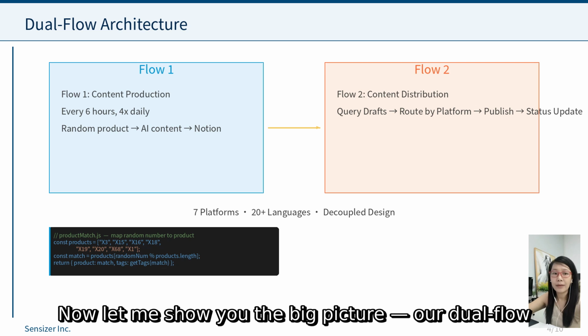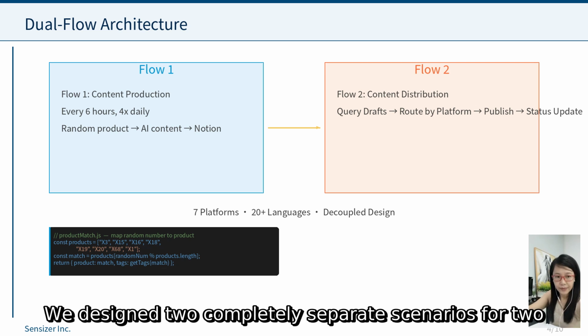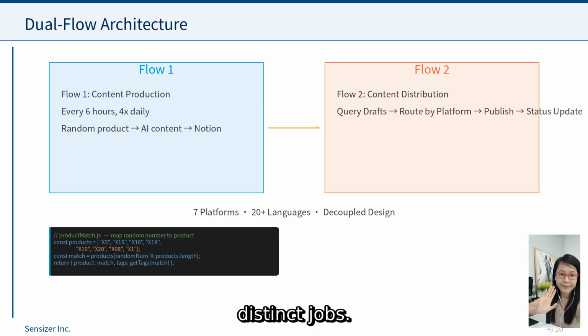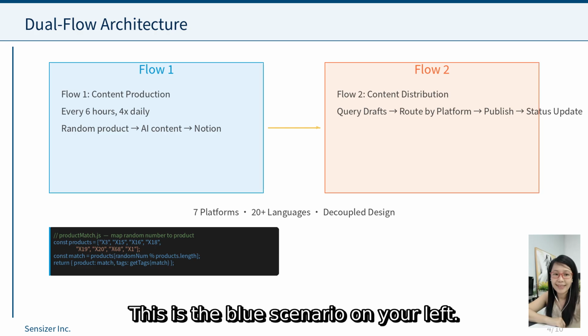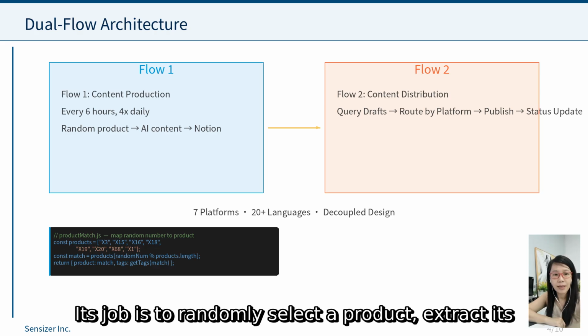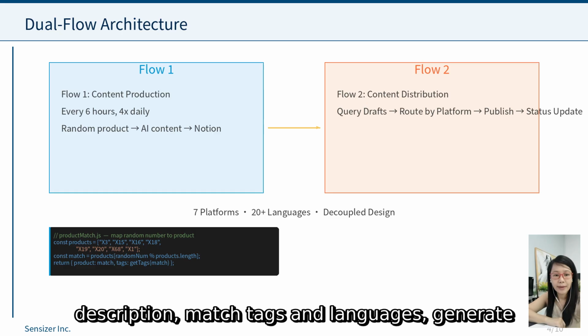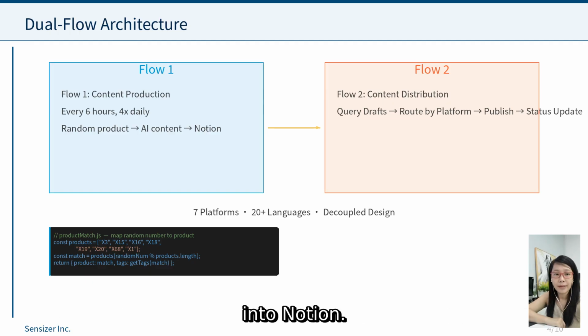Now let me show you the big picture, our dual-flow architecture. We designed 2 completely separate scenarios for 2 distinct jobs. Flow 1, the content production pipeline. This is the blue scenario on your left. It runs every 6 hours, 4 times a day. Its job is to randomly select a product, extract its description, match tags and languages, generate AI-powered social media posts, and write everything into Notion.